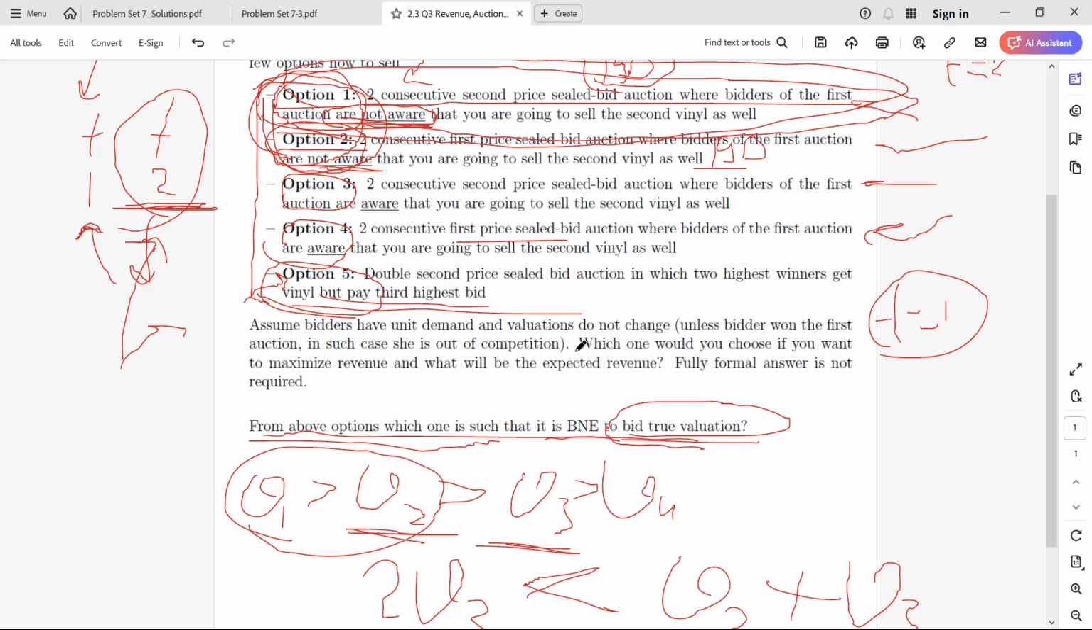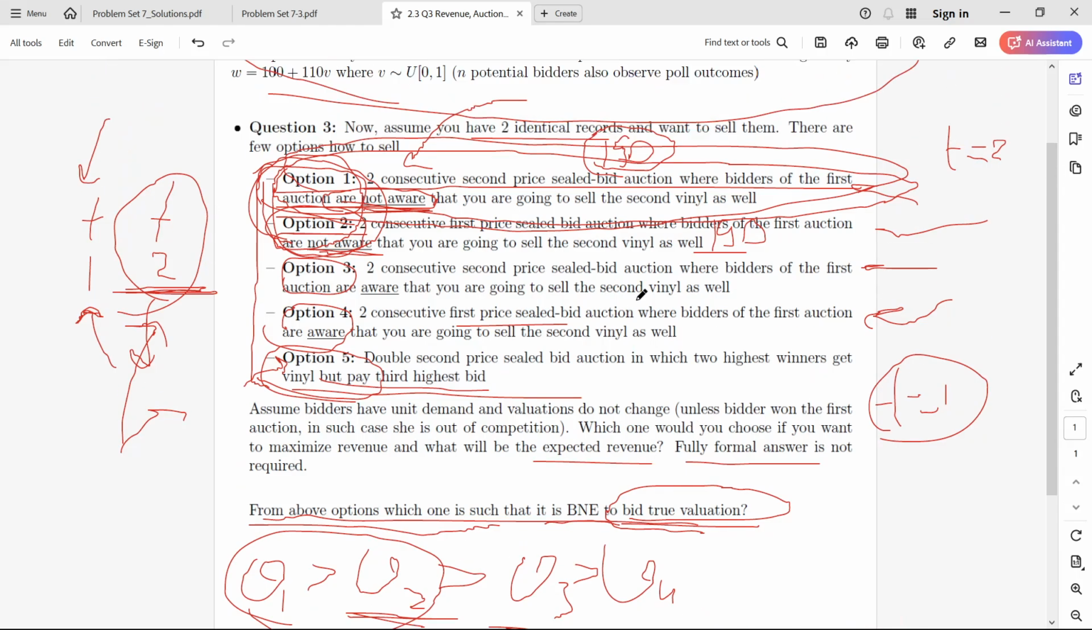So I think that's the solution. They didn't ask for a fully formal solution for the expected revenue, so I will not solve it, but you get the idea.